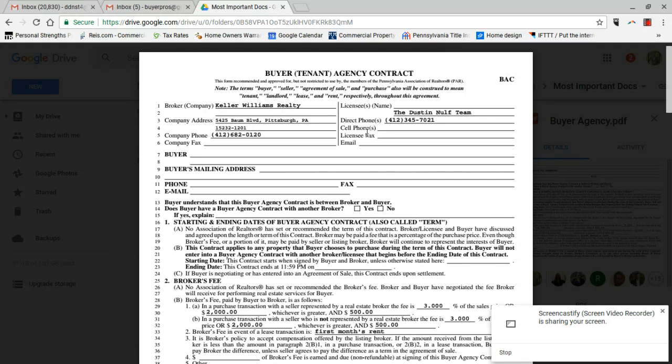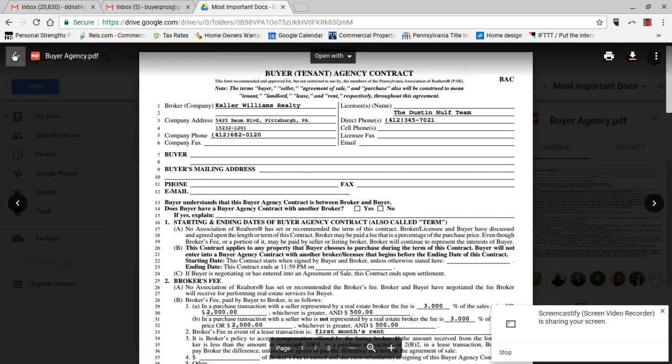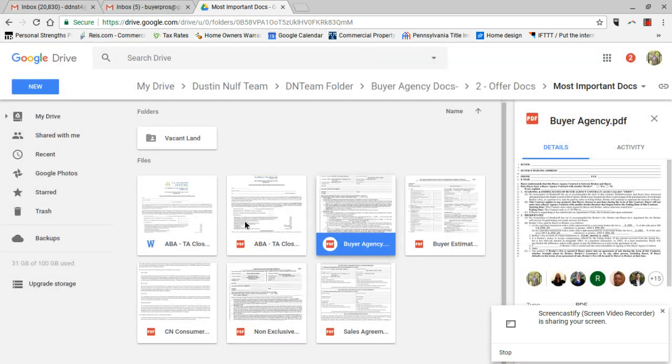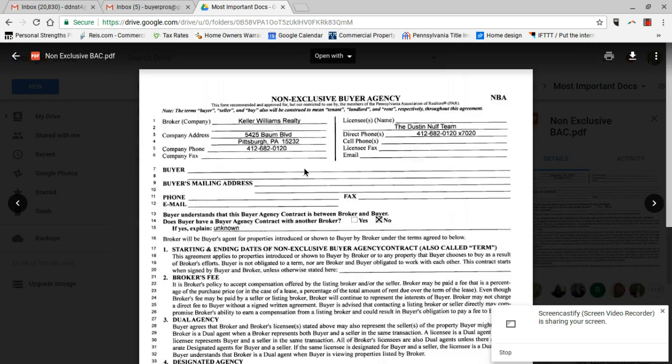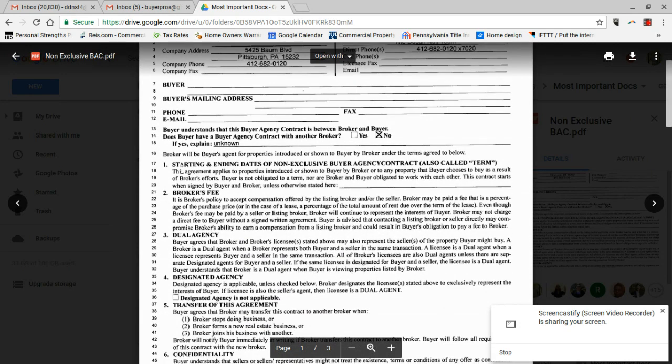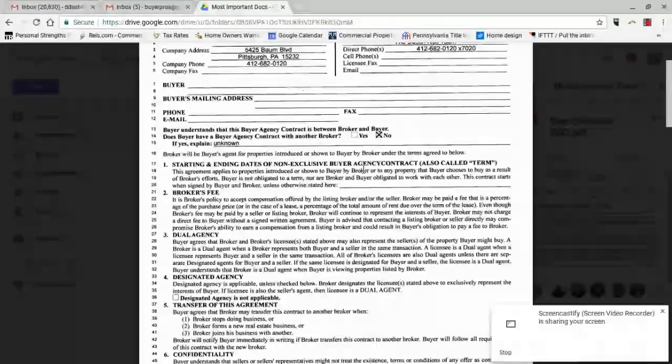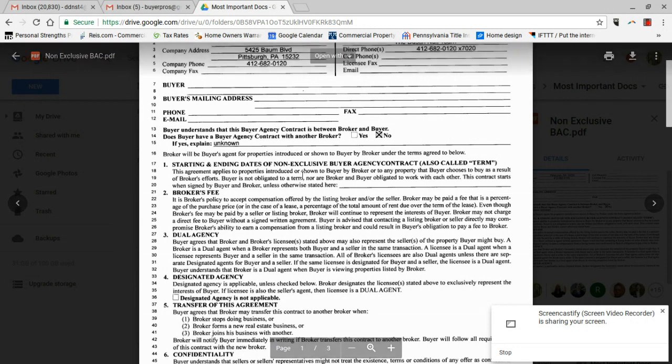Go ahead. In the non-exclusive, do you put in a date range or do you put in a property name? I think you do put a term in. We'll take a look at that. Yeah, so it's going to start when signed by the broker and buyer unless otherwise stated here. And so if they want it to be just for that single property, then you could put that there. And it says they're not bound to any specific term.